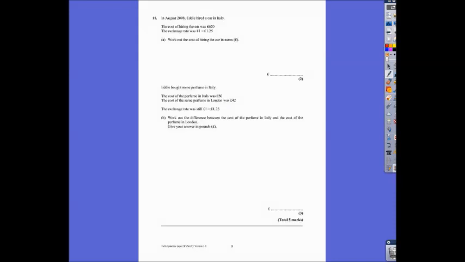Question 11. In August 2008, Eddie hired a car in Italy. The cost of hiring the car was £620. The exchange rate was £1 equals €1.25. Work out the cost of hiring the car in euros. Well, every £1 is worth €1.25. So if we do 620 multiplied by 1.25, again you've got a calculator for this, it should give you €775.